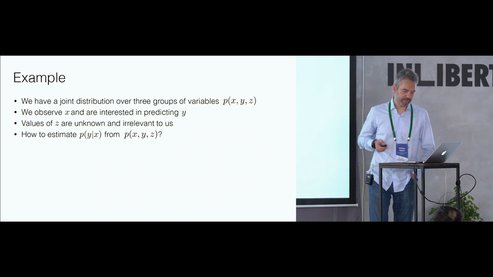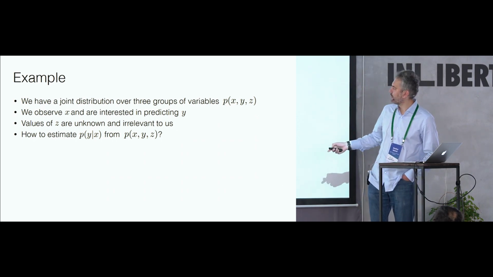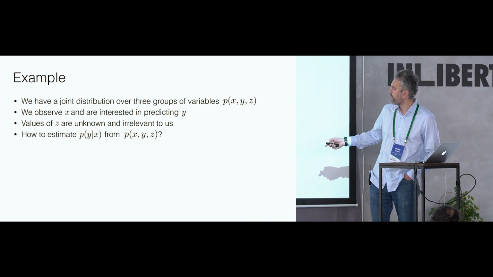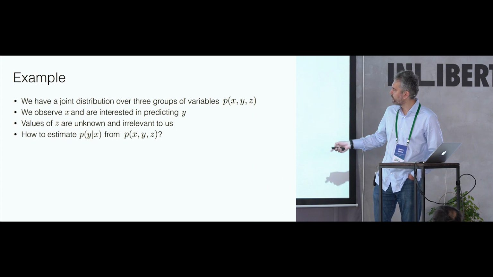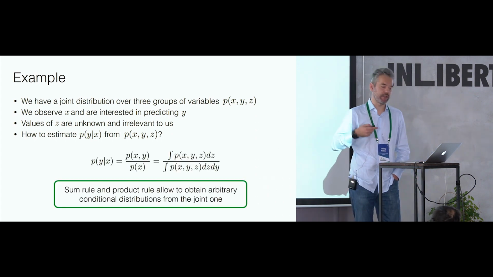Exactly, right. So that's it. By definition, P of y given x is simply a ratio of P of x y over P of x. And to get those two marginal distributions, we simply take the joint and marginalize them with respect to unnecessary variables.